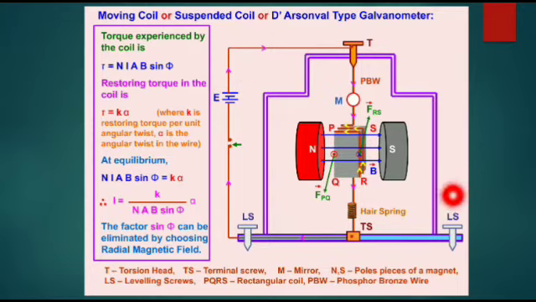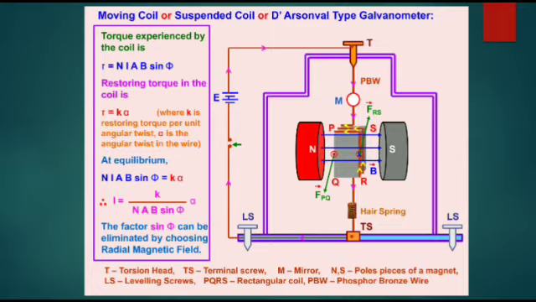So LS is the leveling screw. Again I'm telling, T is the torsion head. TS is the terminal screw. M is the mirror. NS are the pole pieces of the horseshoe magnet. LS is the leveling screw. PQRS is the rectangular coil. And PBW is the phosphor bronze wire.